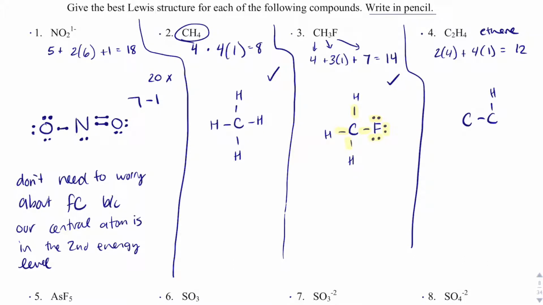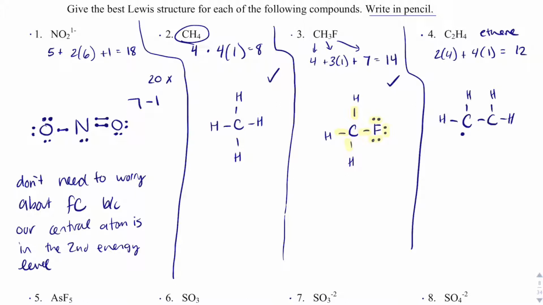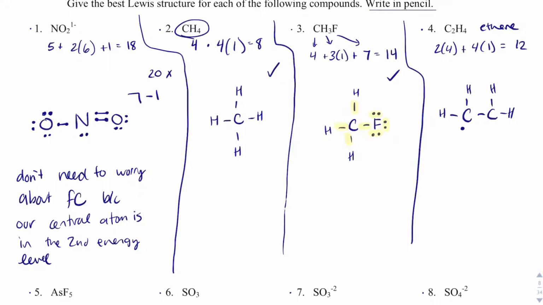So give each carbon just 2 hydrogens, and then give every element 8 valence electrons except hydrogen. So we give 2 lone pairs to each carbon for all 4 sides to be covered, and then we're going to count 2, 4, 6, 8, 10, 12, 14. Well, right now I have too many valence electrons.